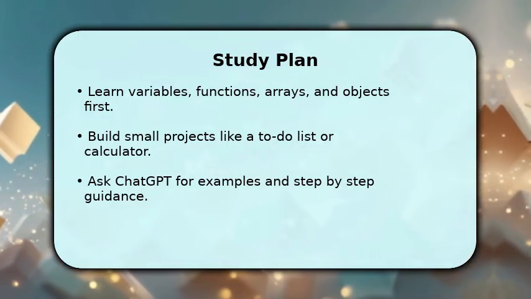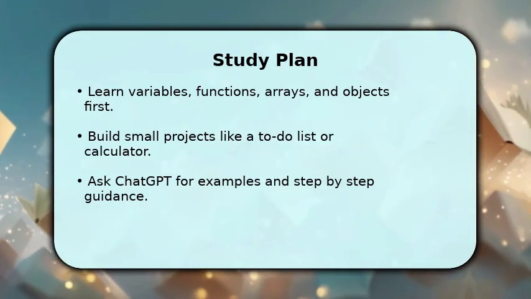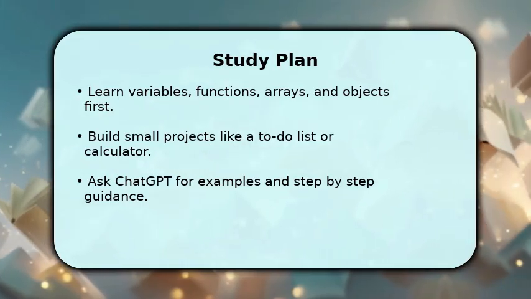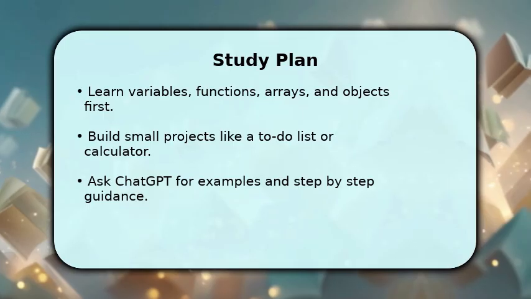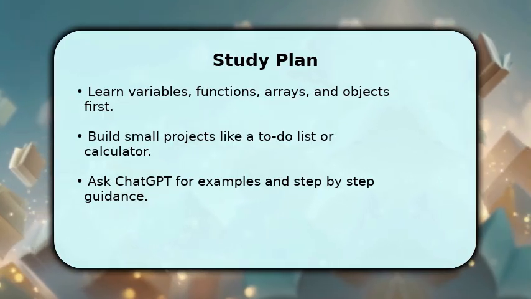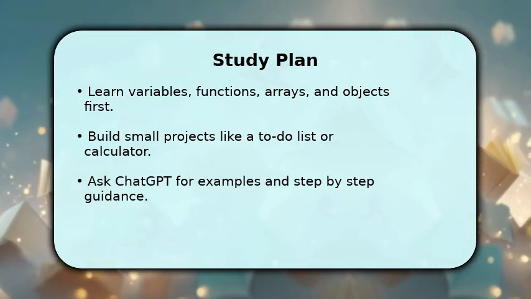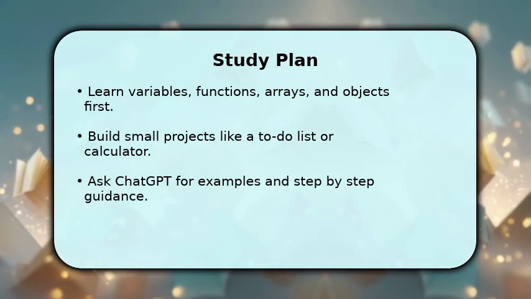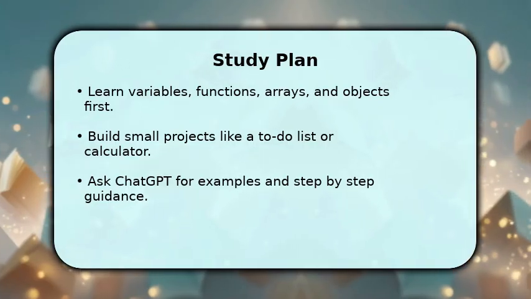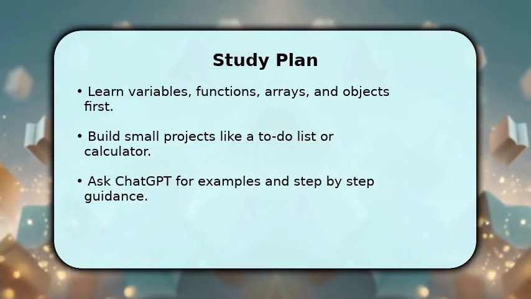Practice by building a to-do list or calculator project, request step-by-step guidance, and ask for common pitfalls. Use code comments and ask for explanations line by line, then refactor with ChatGPT suggestions to improve style and performance. Repeat exercises until you can explain each part confidently every day.